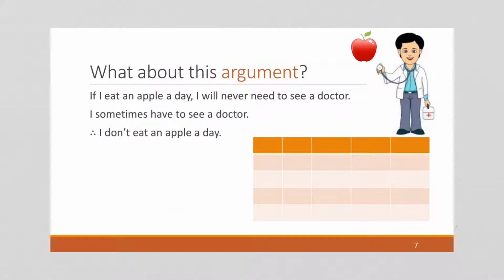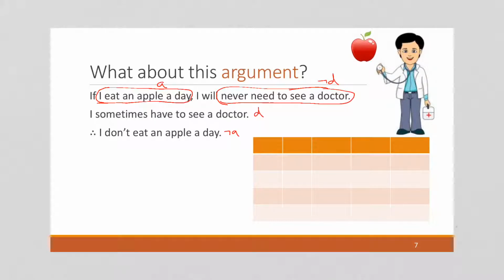Let's do another one. If I eat an apple a day, let's call this one A, I will never need to see a doctor. I'm going to call this D. I sometimes have to see a doctor. Well, actually, let's change this. We've got this negation in here, right? Never need to see a doctor. I could write this as not D, and this is D, and this is not A.